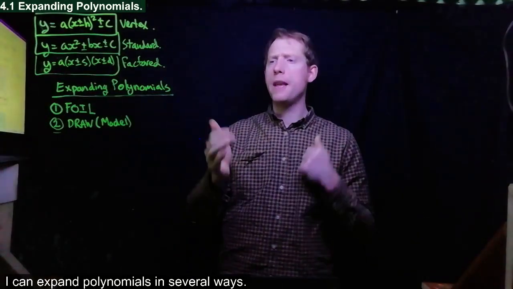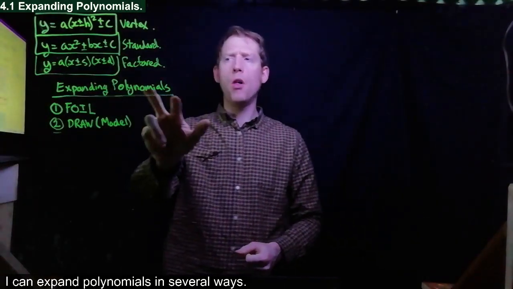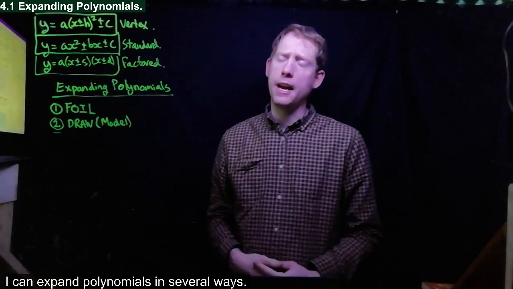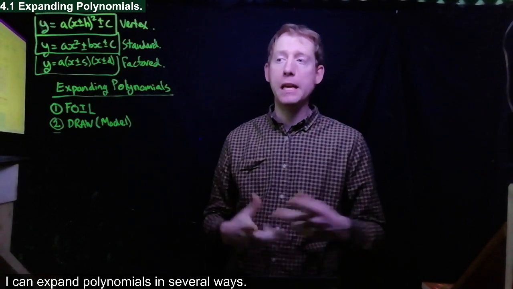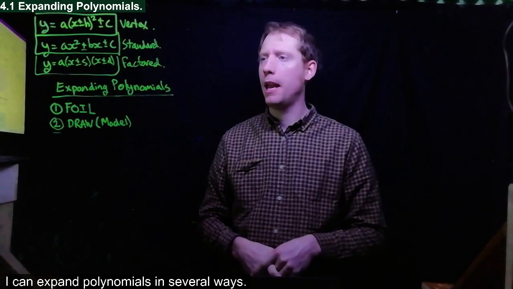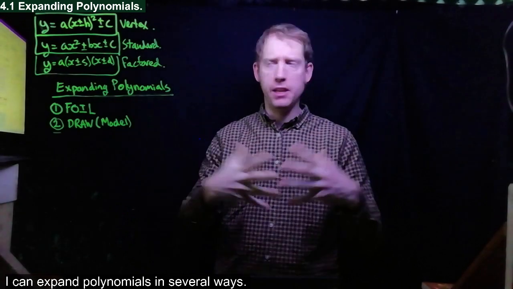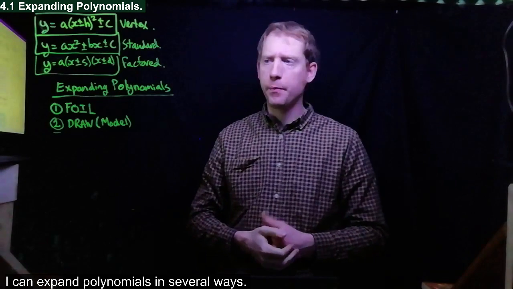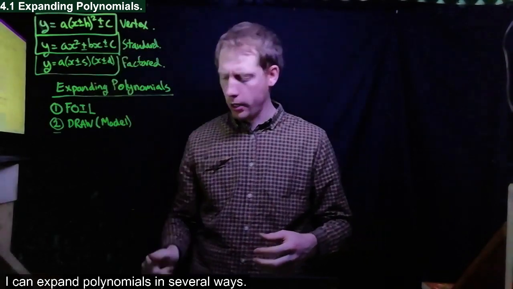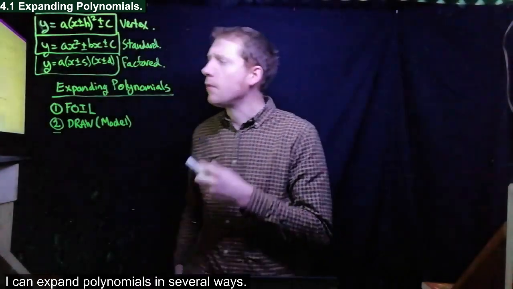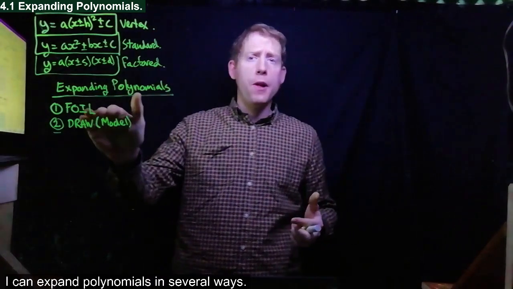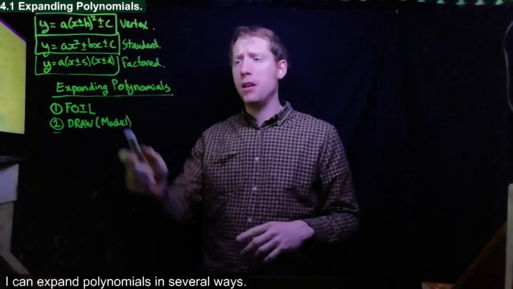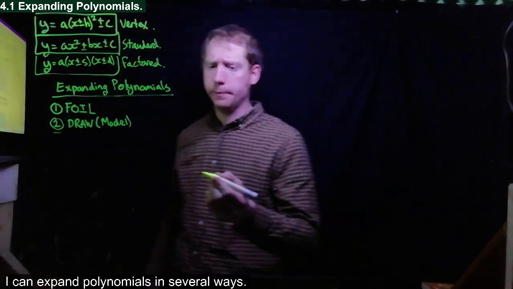So the first way that we can expand a polynomial. A polynomial is basically a quadratic equation, okay? Poly means many, nomial, okay? We have many terms in there. So, for example, ax squared plus bx plus c is a polynomial. These are all polynomials. So the very first way that we can expand a polynomial is using this thing called FOIL.